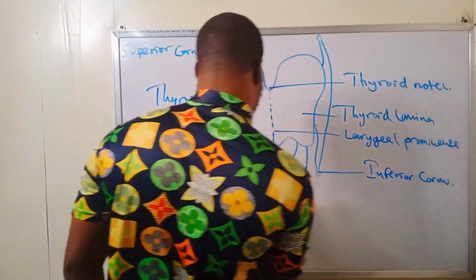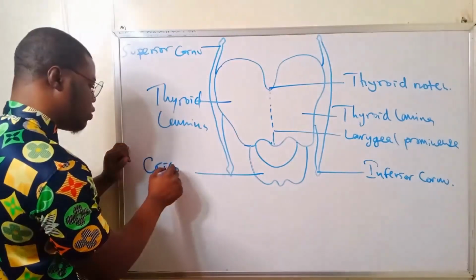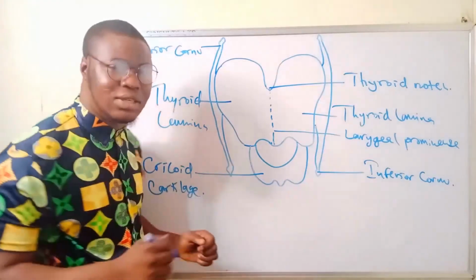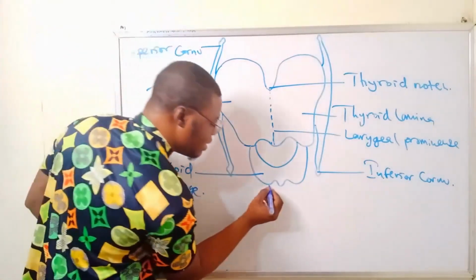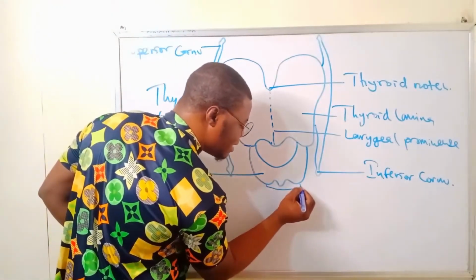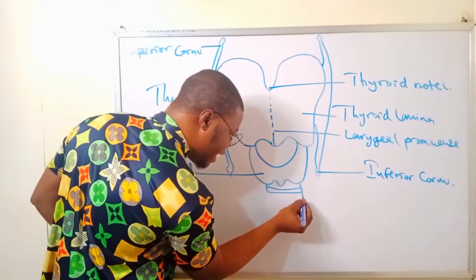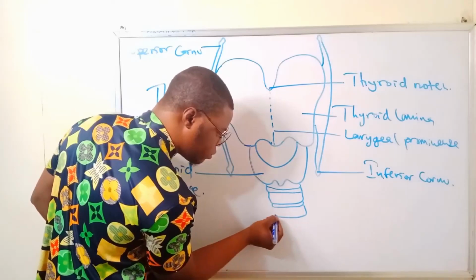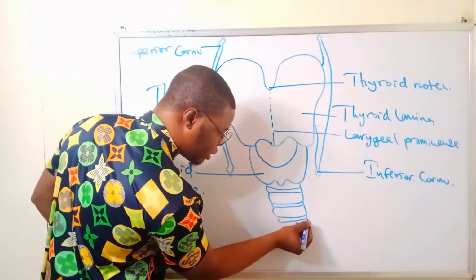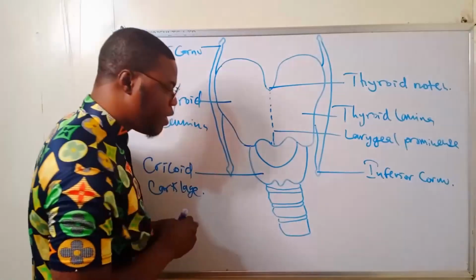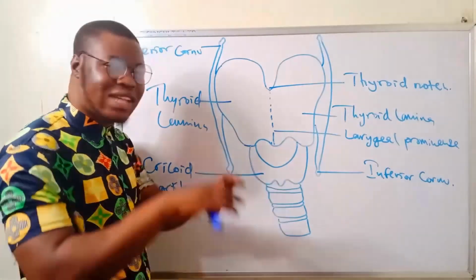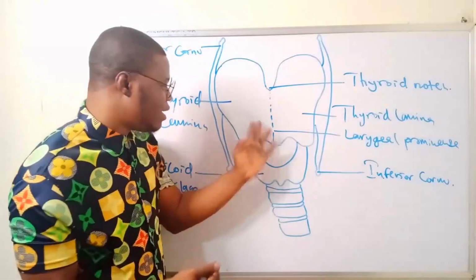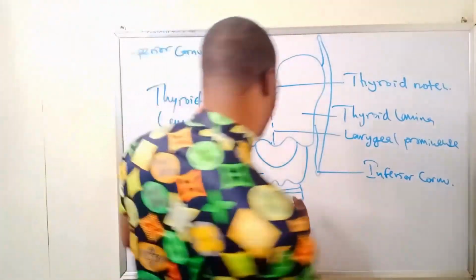So the cricoid cartilage. Now, what are you going to say about this cricoid cartilage? This cricoid cartilage completely encircles the what? The larynx inferiorly. So that's the trick here. You should have known that by now. The point is that this cricoid cartilage looks like a ring, and it completely encircles the larynx inferiorly, that is, at the inferior part.